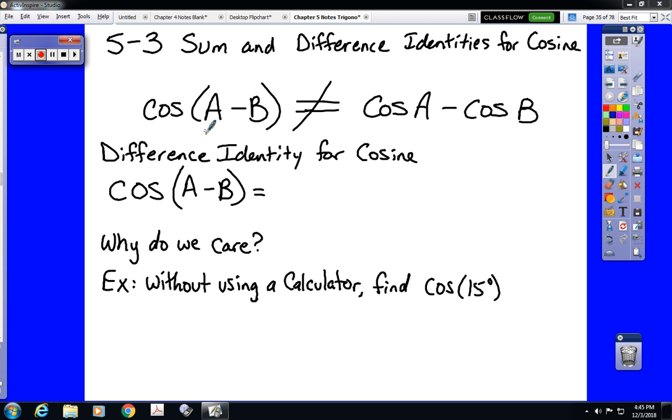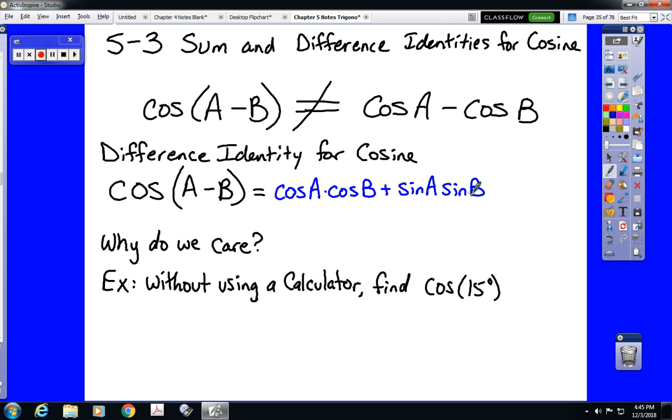In fact, the cosine of A minus B is the cosine of angle A times the cosine of angle B plus the sine of angle A times the sine of angle B. And I know it's very common to say, well, okay, great, who cares? My calculator can do that. But you know, math teachers, we absolutely love to make you do stuff without a calculator.